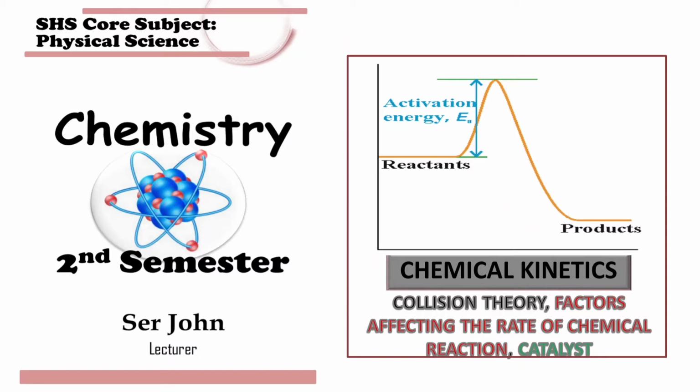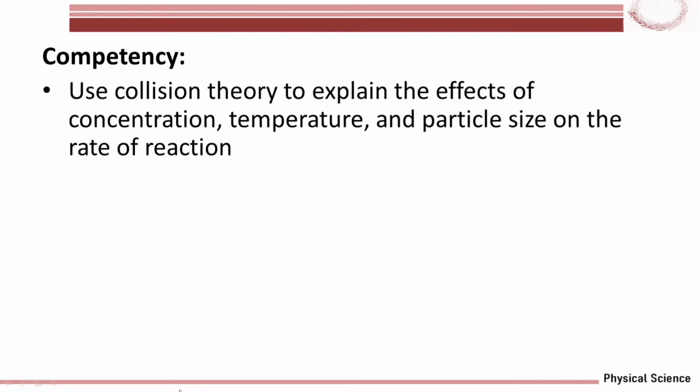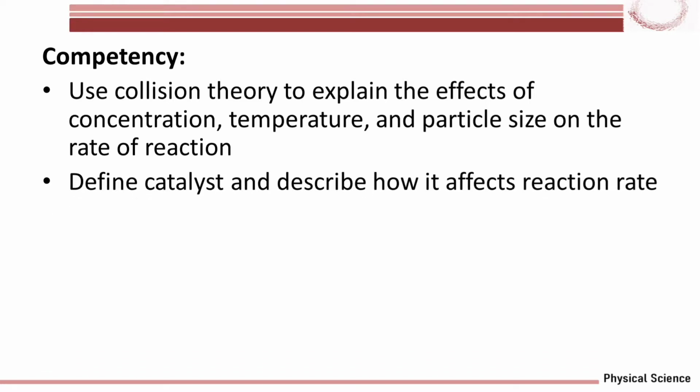Para sa lesson na ito, pag-uusapan natin ang mga topics tungkol sa chemical kinetics, specifically tungkol ito sa collision theory, factors affecting the rate of chemical reaction, and catalyst. Our competency is to use collision theory to explain the effects of concentration, temperature, and particle size on the rate of reaction. Also, define catalyst and describe how it affects the rate of reaction.